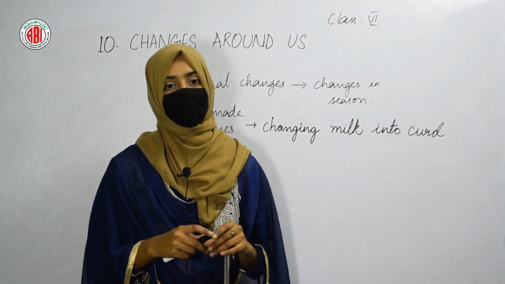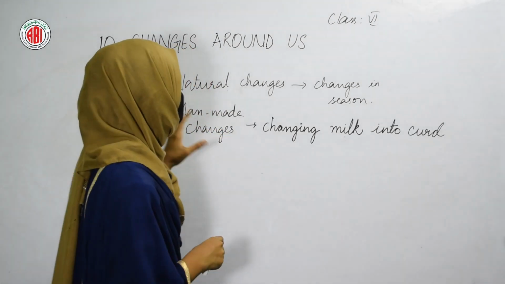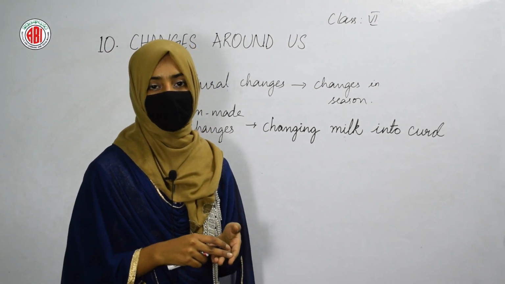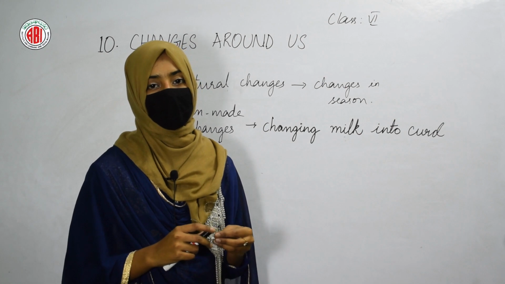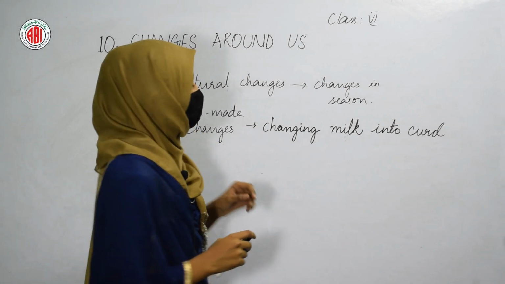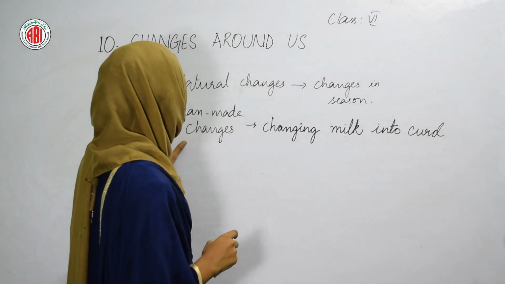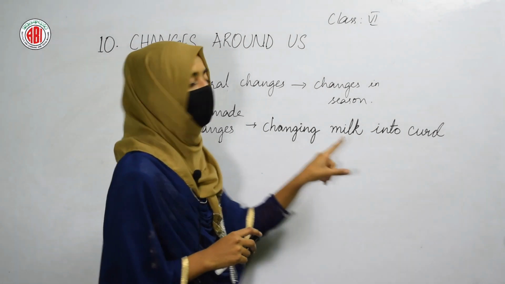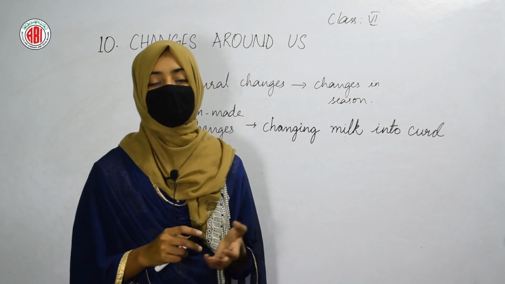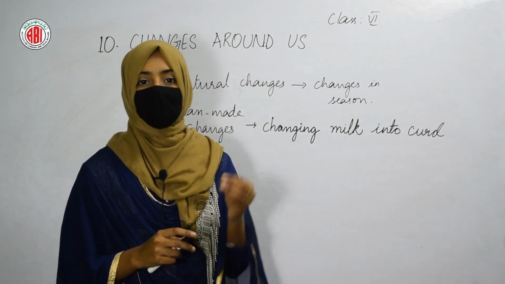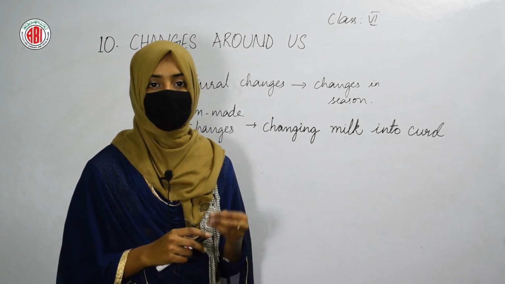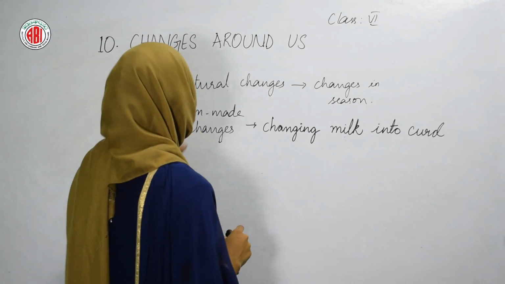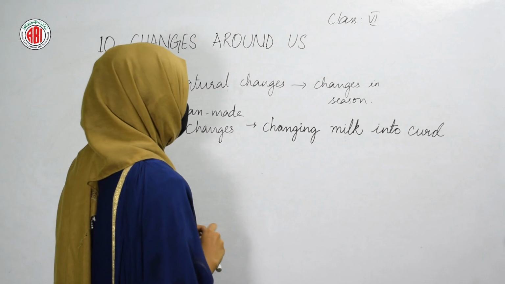So up till now we were discussing the natural changes, that is changes in season, in the duration of day and night during summer and winter season, and also the changes that occur in the direction of sunrise. Now we are going to discuss man-made changes. Here we can take an example of changing milk into curd. How is the milk getting converted into curd? This is a change that occurs due to human intervention. This type of change is called a man-made change or artificial change.